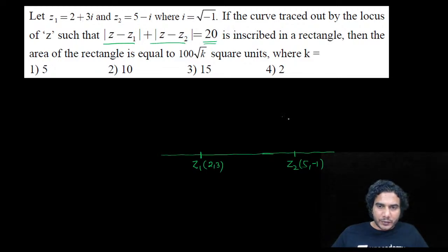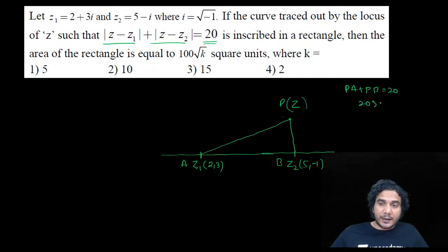All right. So let's take this point Z here. So this is Z minus Z1, and this is Z minus Z2. This is your Z. Say this point is P, this point is A, and this point is B. So PA plus PB is given, 20. If this 20 is greater than AB, then the locus of P will be an ellipse, right?